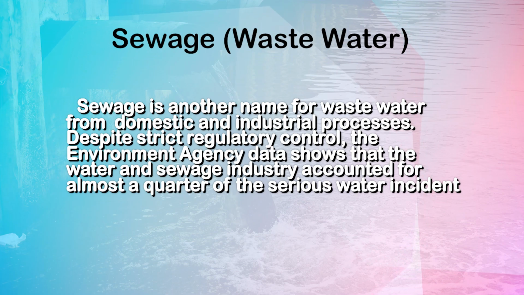Sewage wastewater is another name for wastewater from domestic and industrial processes. Despite strict regulations, Environment Agency data shows that the water and sewage industry together accounted for almost a quarter of the serious water incidents. Industrial wastewater is also toxic waste laden with pollutants. Some of these pollutants are released into the environment as air pollution, others are drained into fresh water, introduced into the canals, rivers and then to the sea.